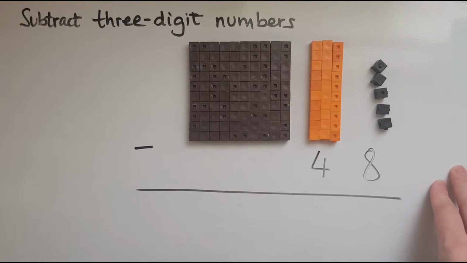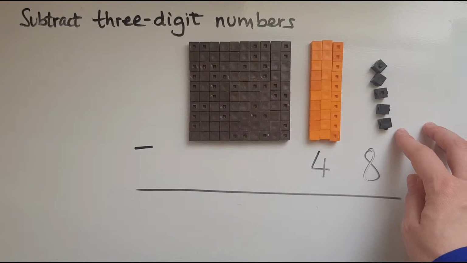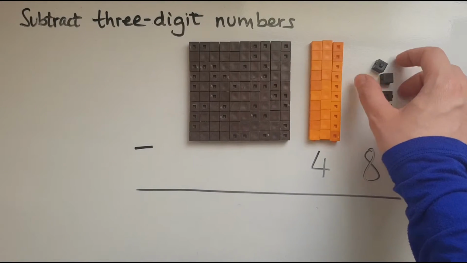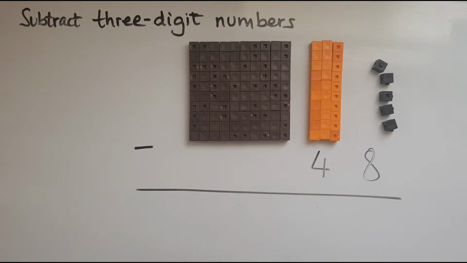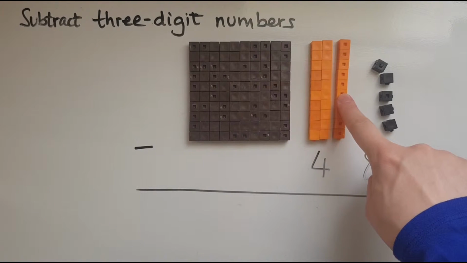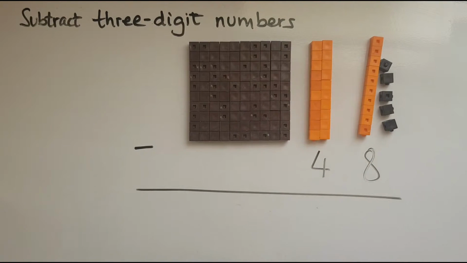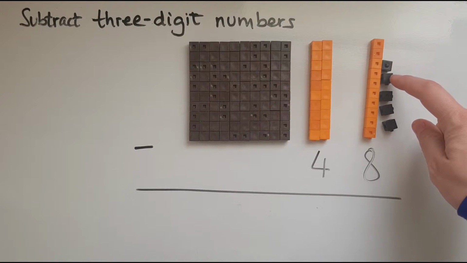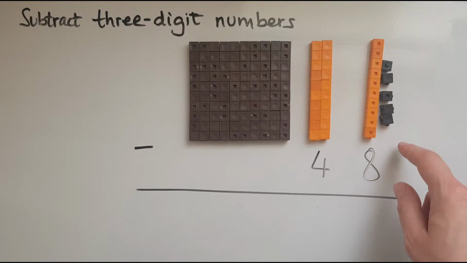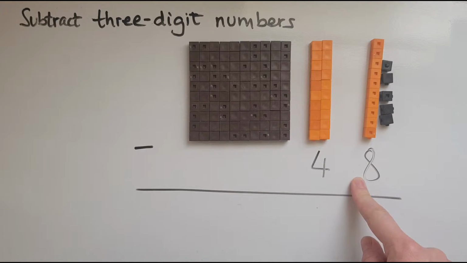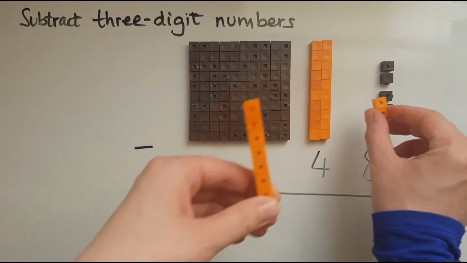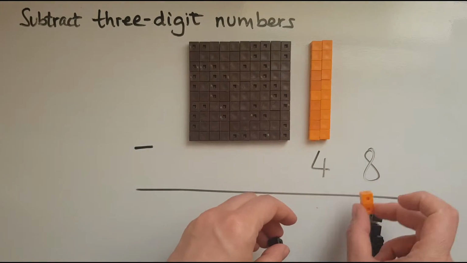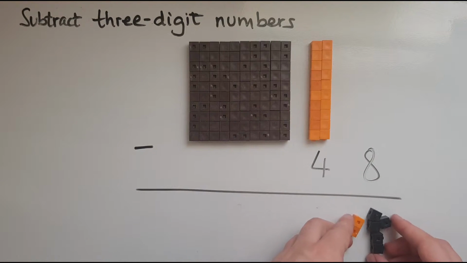So now I've got 5 units, but I need to take away 8, which is not possible. So what I'm going to be doing is borrowing one of the tens. So this now has become 10, 11, 12, 13, 14, 15. Now it's easy for me to take away 8. So I'll take away 8, and that leaves me with the 2 and the 5, which makes 7.